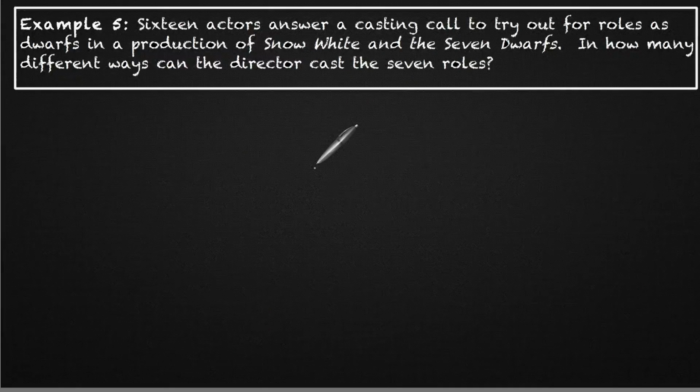Okay, example 5. It says 16 actors answer a casting call to try out for roles as dwarves in a production of Snow White and the Seven Dwarfs. In how many different ways can the director cast the 7 roles? So basically, we're back to the question. We've got 16 people who want the role, but the director must choose 7 out of that bigger group of 16 that want the role. And so therefore, this is going to be 16 nPr, so capital P, 7 is how you want to write it.